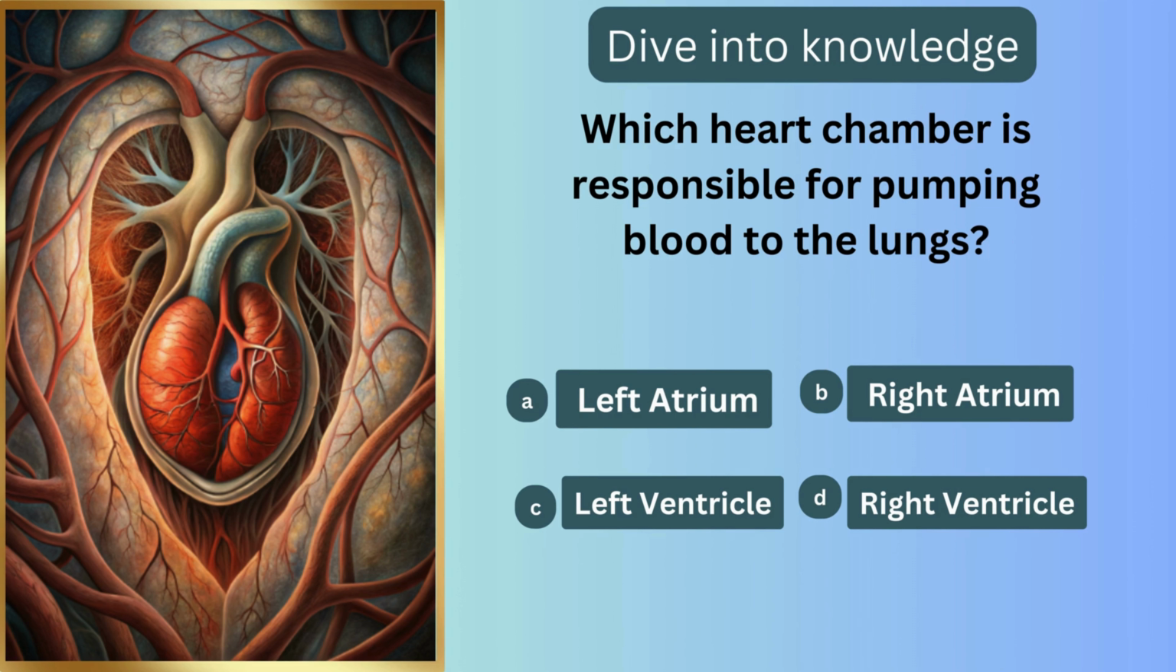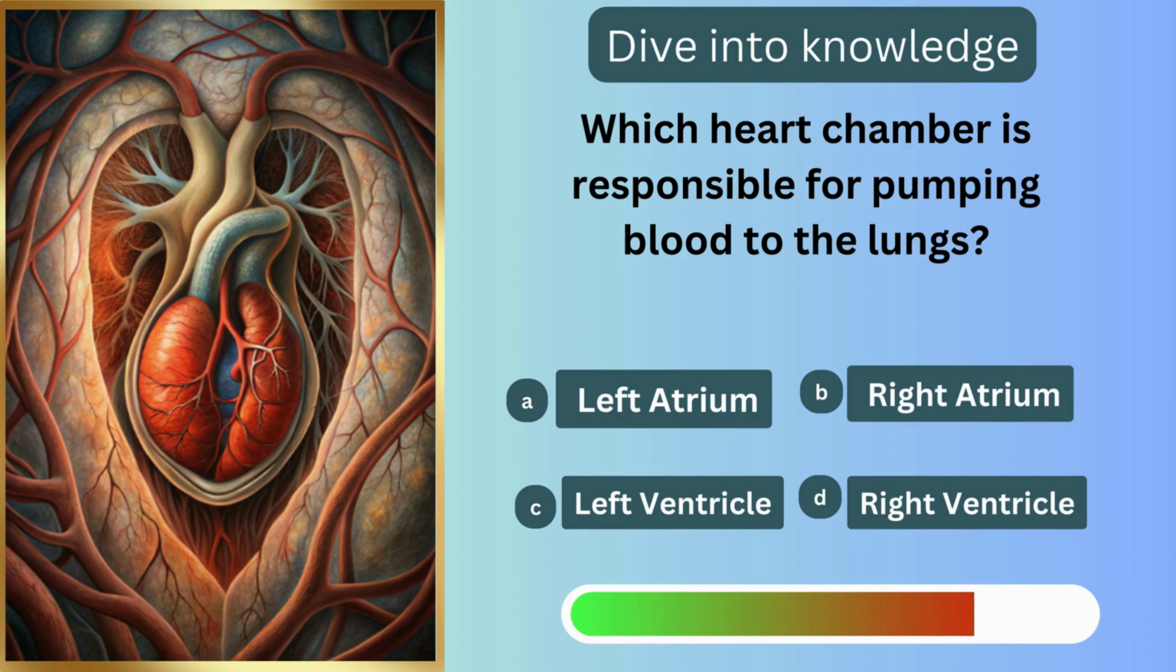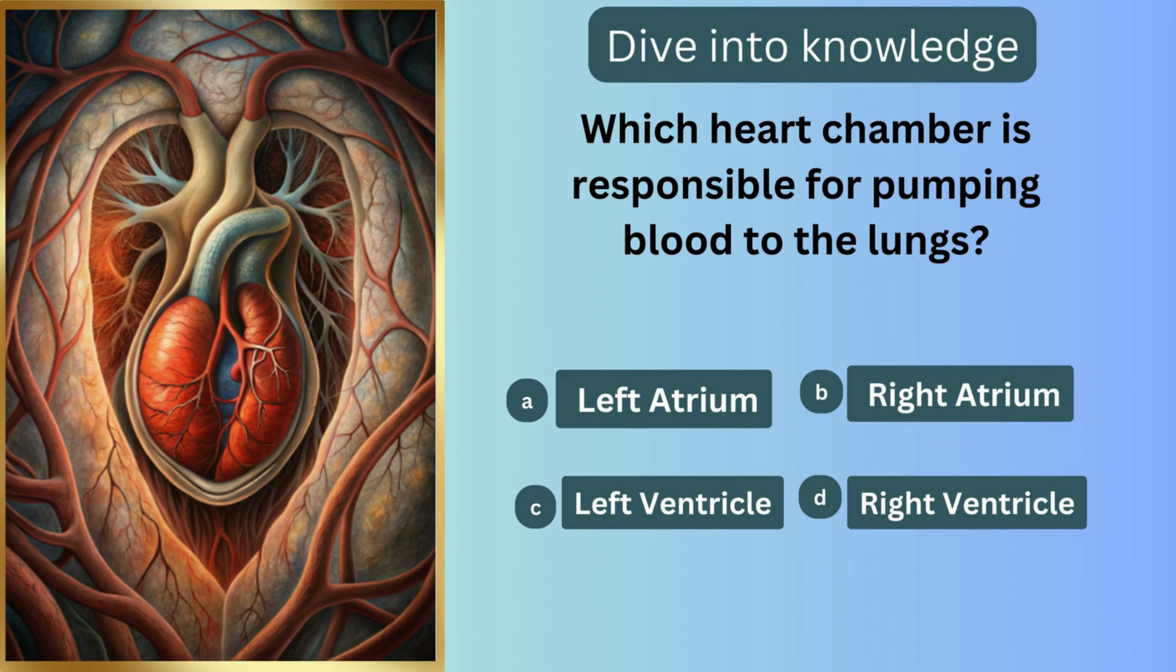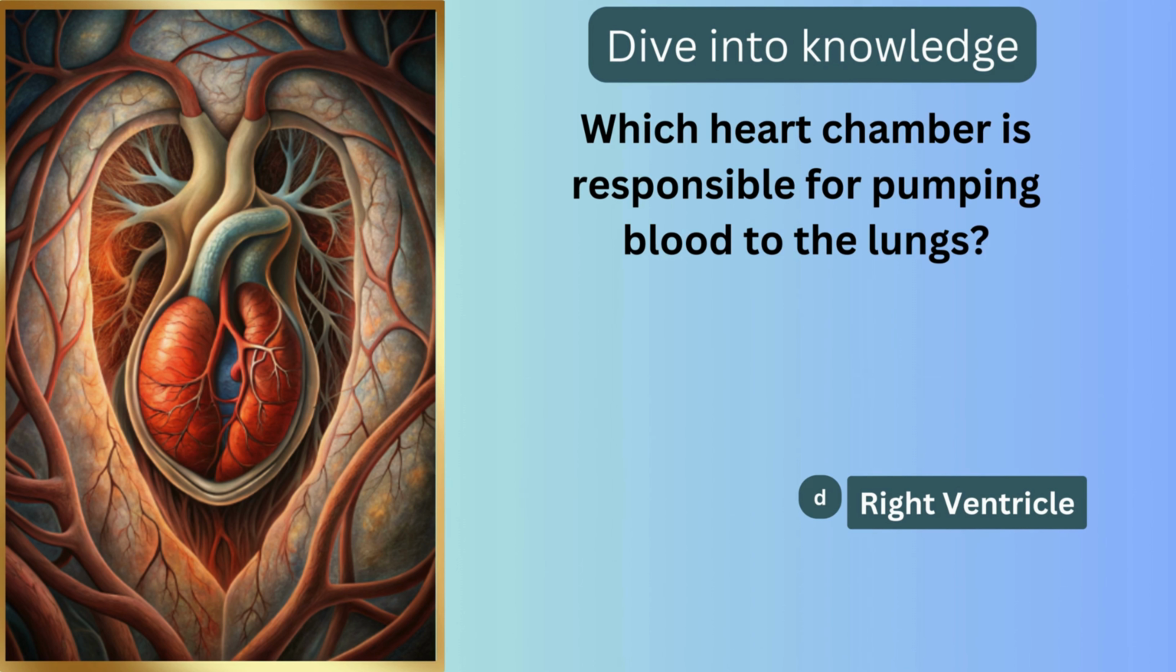Next question is, which heart chamber is responsible for pumping blood to the lungs? Let's take a look at the options. A. Left atrium. B. Right atrium. C. Left ventricle. Or D. Right ventricle. Time's up. The right answer is D. Right ventricle.